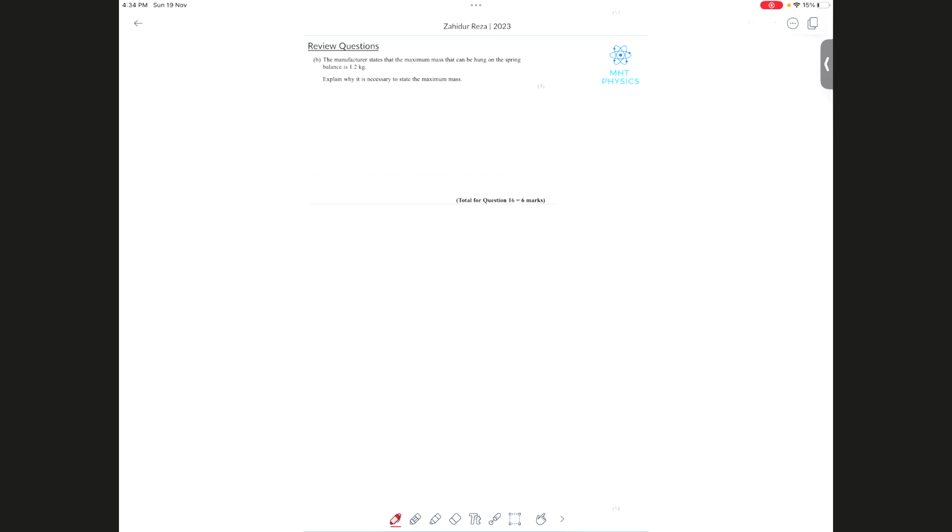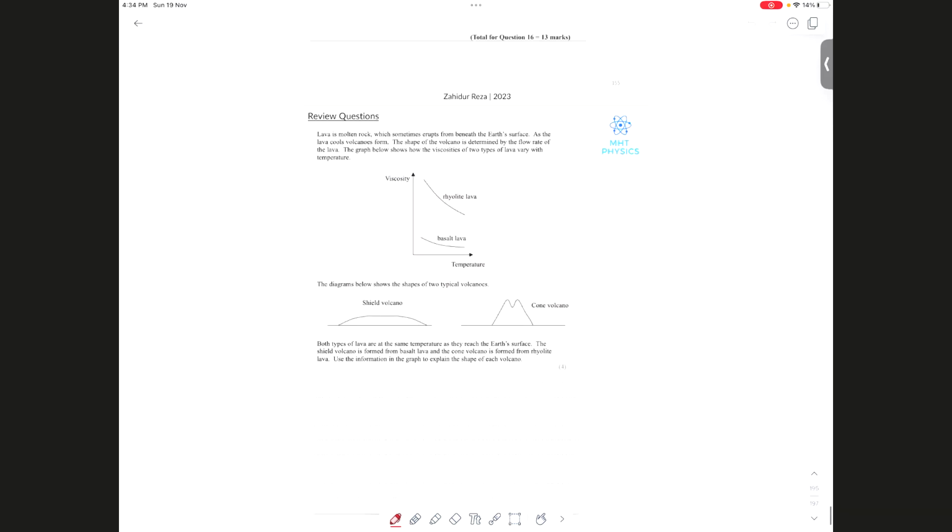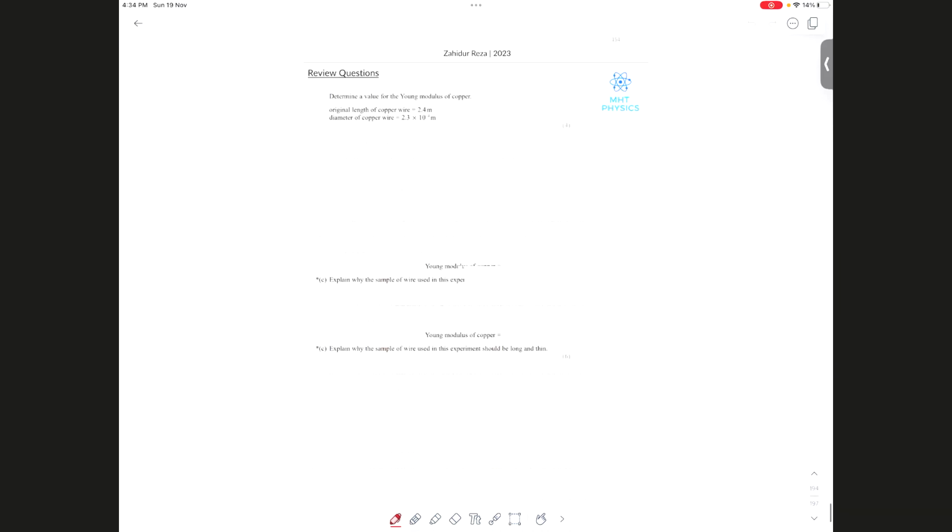For a higher force and a thicker wire. Yeah, because if your force increases 2 times and your area also increases 2 times, you'll find that it doesn't really change the extension.